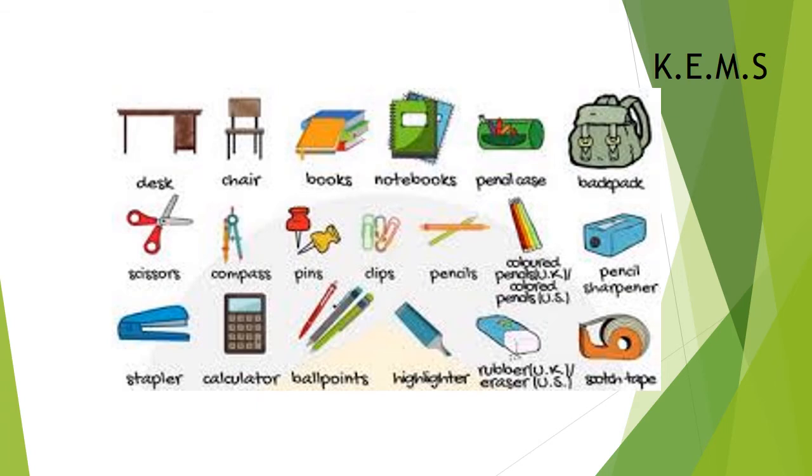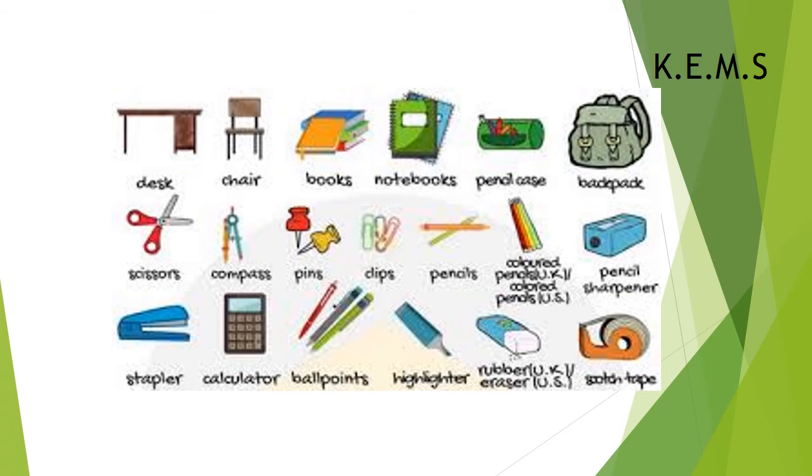So it is graphite. Then you can see colored papers and colored pencils, pencil sharpener, staplers, calculators, ballpoint, highlighter, rubber, scratch tapes, etc. So you can see many different kinds of things on the screen. These are different kinds of objects, and these objects are made out of different kinds of materials. Like a desk is made out of iron, which is a material, or plastic, which is a material, or wood, which is a material.